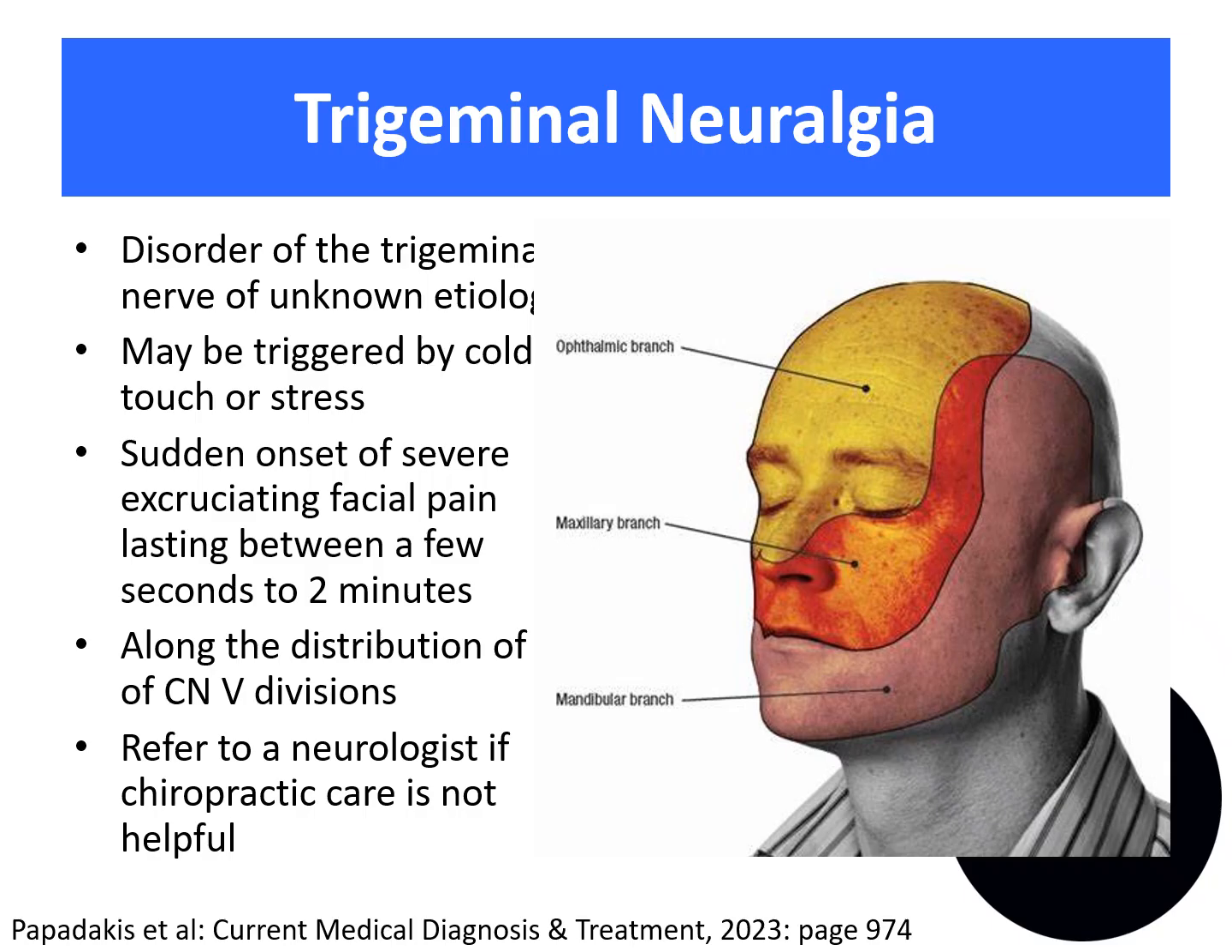Clinical picture: sudden onset of severe, excruciating facial pain lasting between a few seconds to 2 minutes and along the distribution of one of the divisions of cranial nerve 5, otherwise known as the trigeminal nerve. It is frequently associated with the mandibular division of the trigeminal nerve, so it may present with pain in the mandible or pain that resembles toothache. You go get an appointment with the dentist.